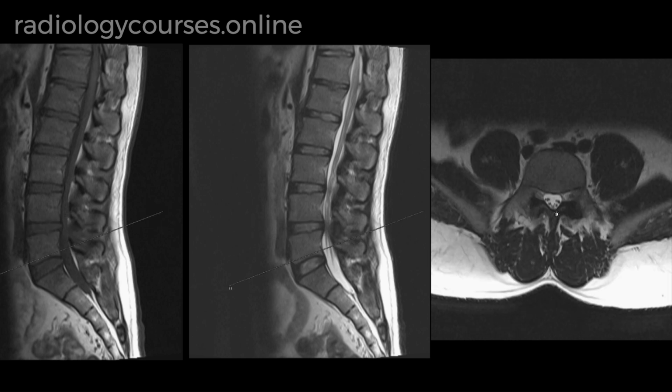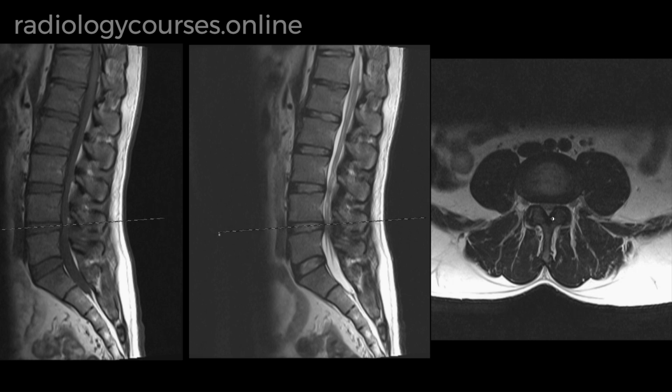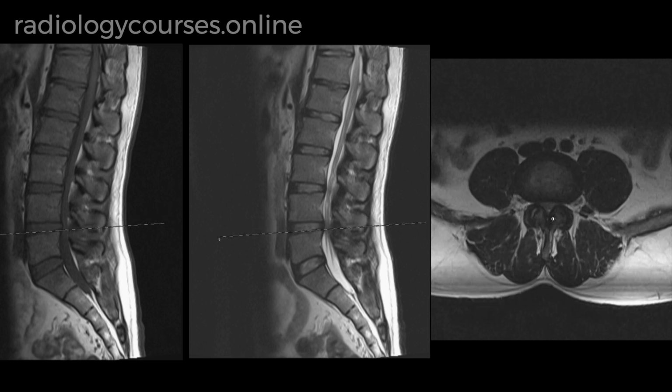If you compare the thecal sac here above, there is good amount of bright signal which is CSF. As I come lower down, there is a good amount of CSF and the nerve roots are seen nicely hanging away from each other. But at this level, there is no CSF and all the nerves are crowded. So this one is moderate to significant crowding of the nerve roots.